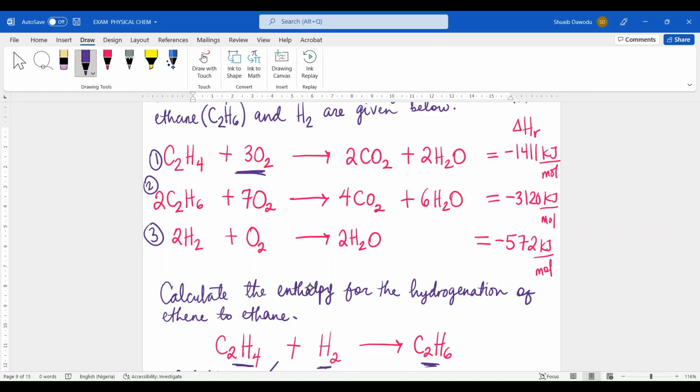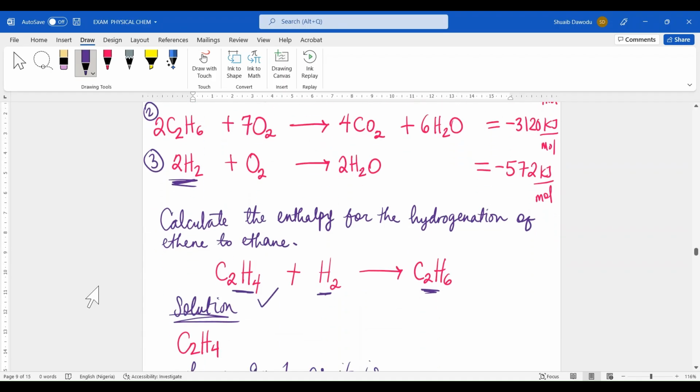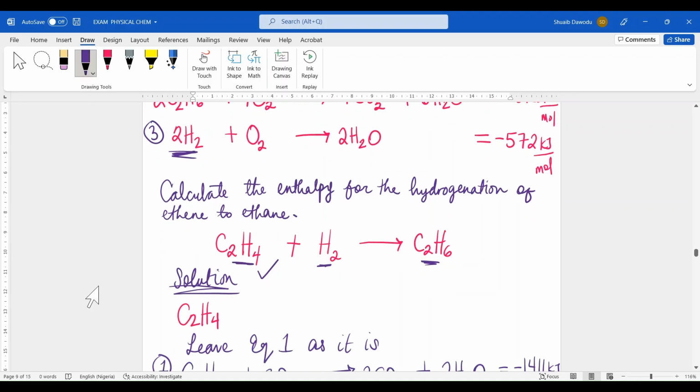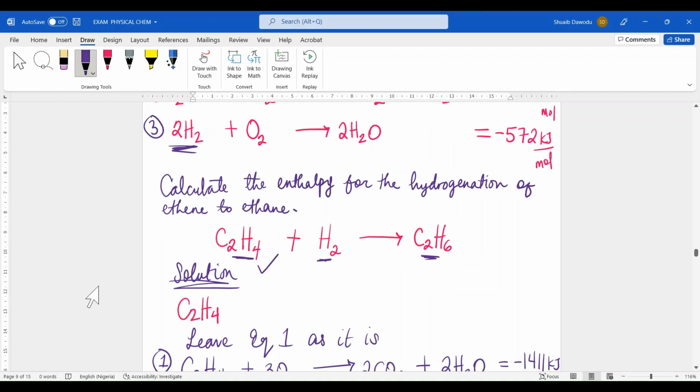Looking at H2, you will see that the H2 molecule is not found in equation 2, but it is found in equation 3. When we compare equation 3 with the major reaction at the bottom, we see that the data has two times the hydrogen gas of the reaction at the bottom. So you have to manipulate equation 3 to look like the equation at the bottom.